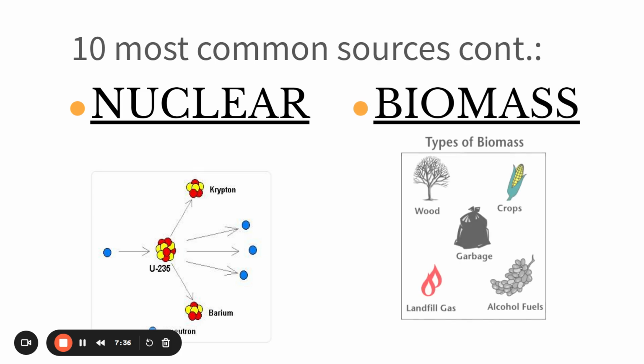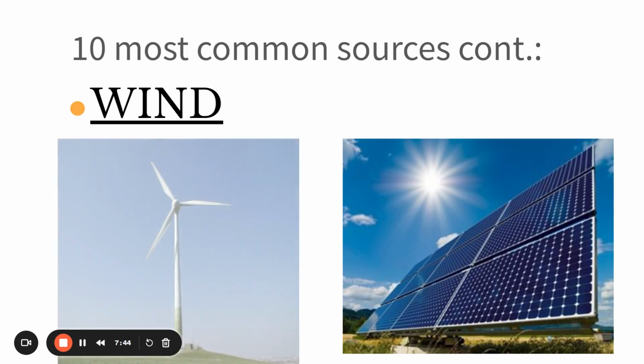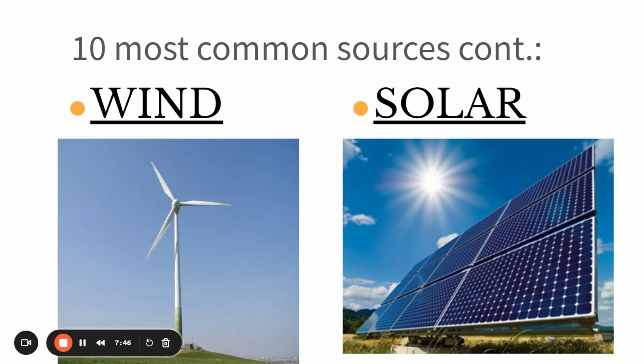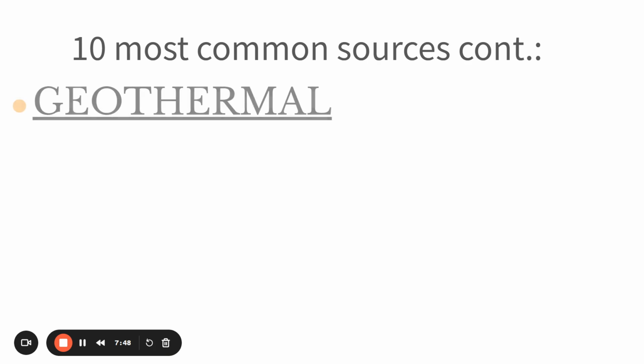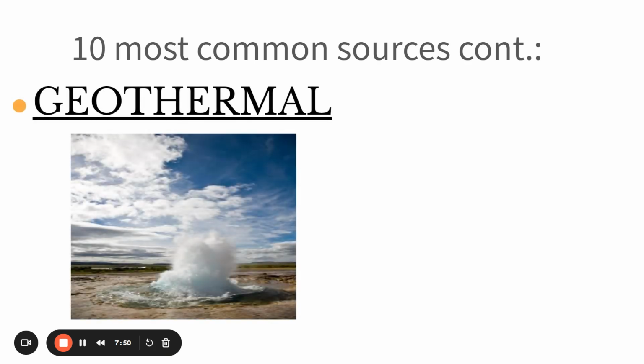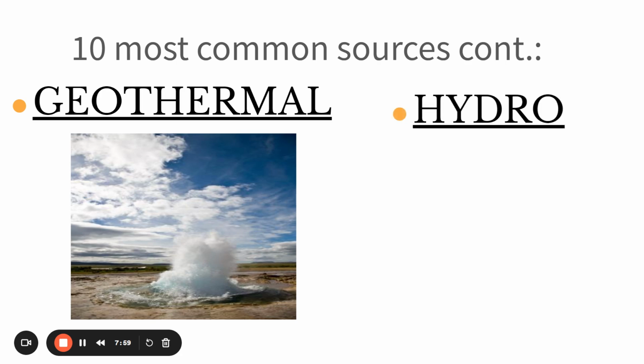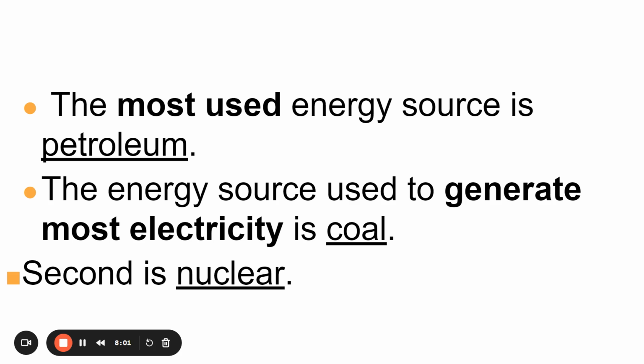Then we have biomass. Bio means anything that's alive. So really anything that is alive or was once alive would be considered biomass. Wind and solar. So solar meaning sun, light. Geothermal. Geo means earth and thermal means heat. So this is heat energy that's coming from the inside of the earth, like from the crust and the mantle of the earth. Hydro meaning water.